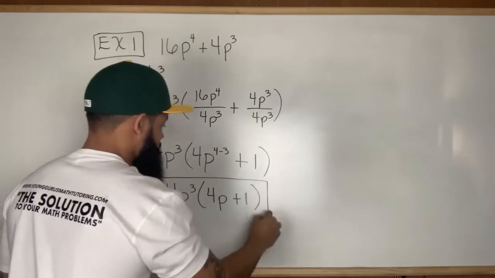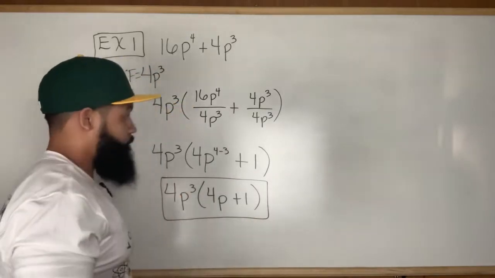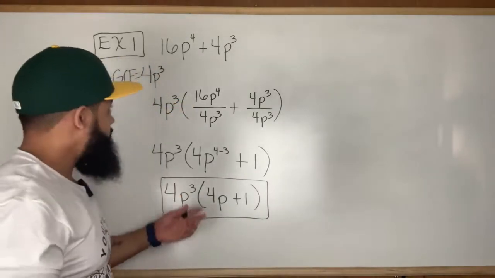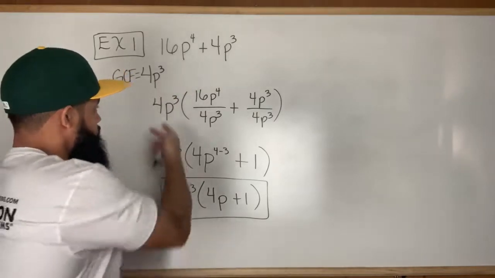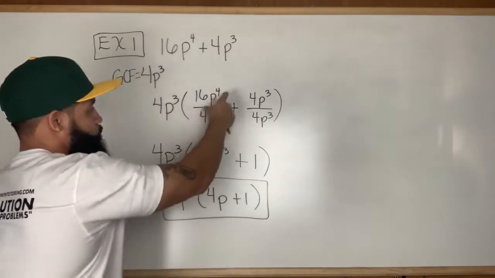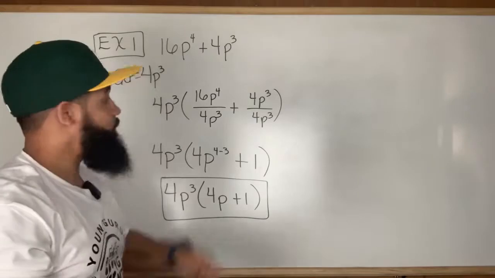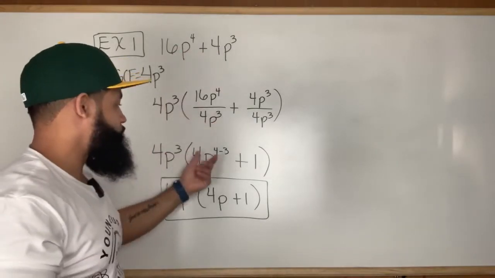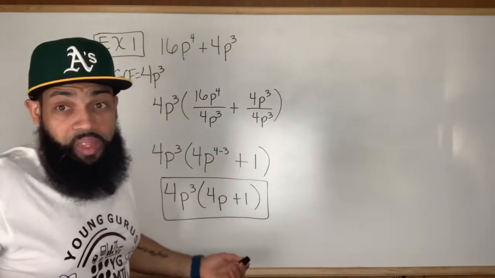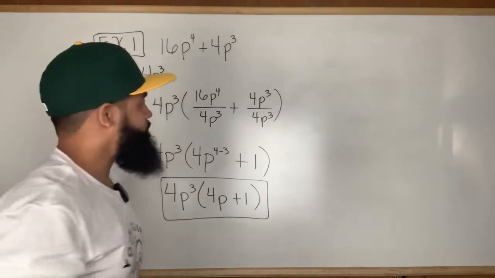Okay, and this right here is actually how it's factored. So we took this and found the greatest common factor, and then in order to find out what's in parentheses, we take each of these terms and divide them by the GCF. And that's it. Let's look at the second example.